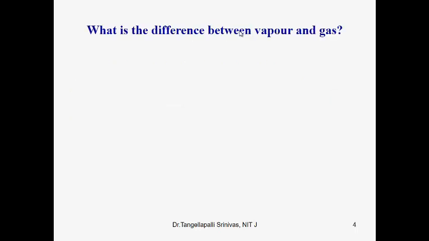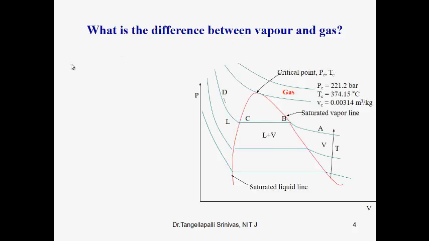Before going to learn thermal power plant, especially the vapor power cycle, what is the basic difference between the vapor and the gas? See the PV diagram developed for a pure substance. The red color shape is a vapor dome. It consists of the left hand side curve called the saturated liquid line, and the right hand side curve is called the saturated vapor line.